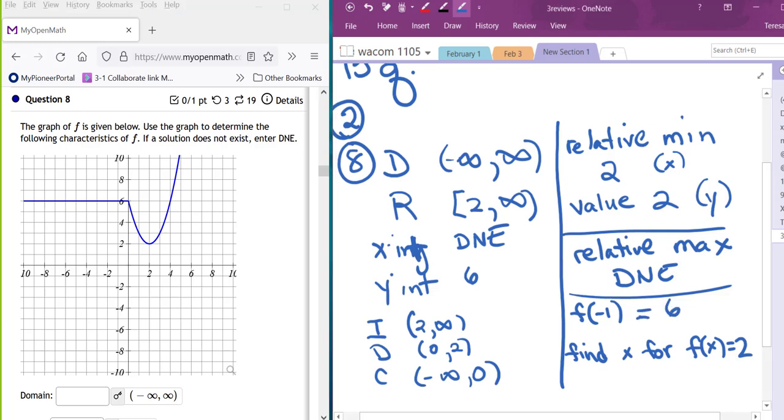Find x when... if you get stuck here, remember f of x is y. When y is 2, which is here, what is x? It is that relative min. So it is also 2.